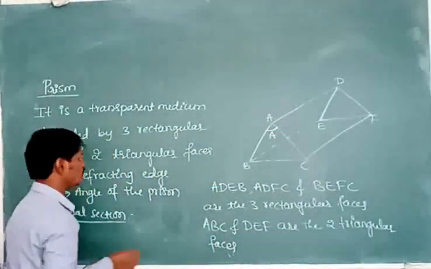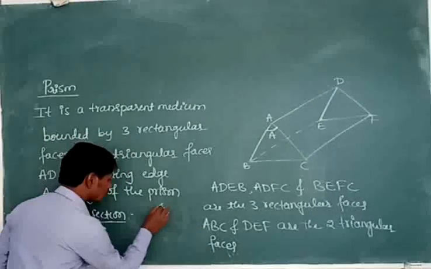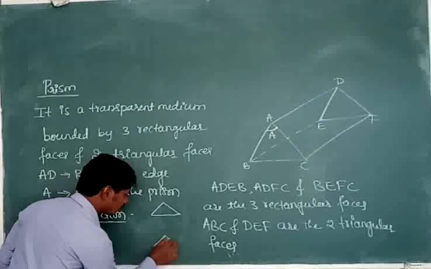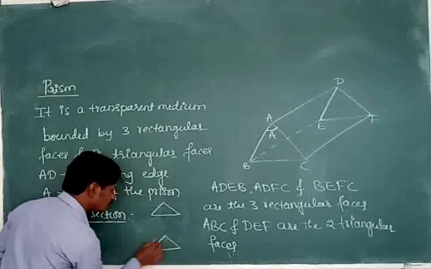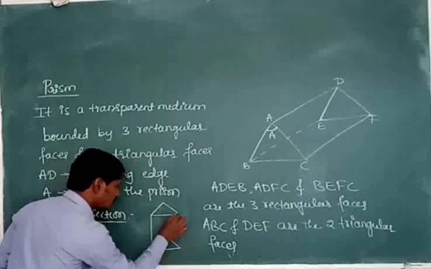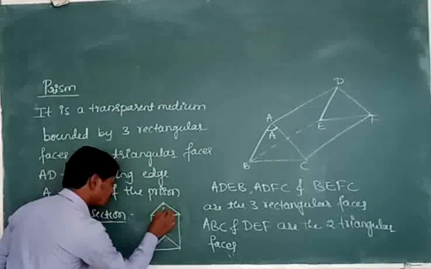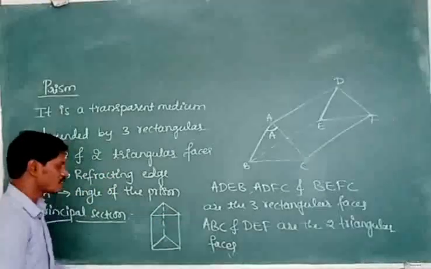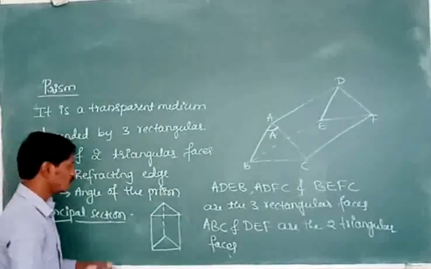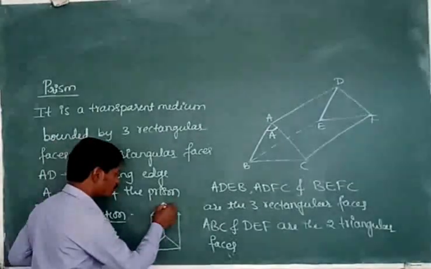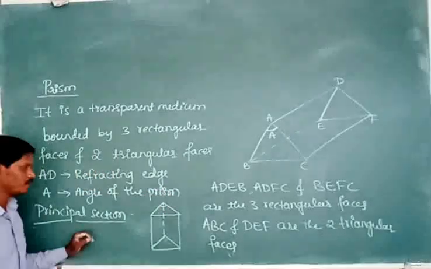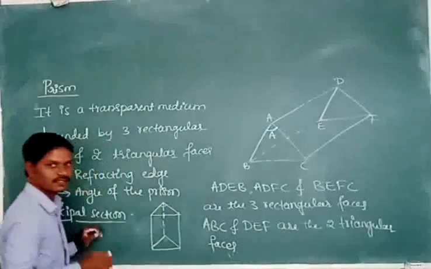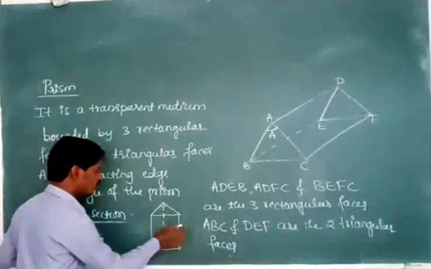Let us draw the diagram for this one. There are two triangular faces and three rectangular faces: 1, 2 and 3 rectangular faces and 2 triangular faces. The angle between two refracting surfaces is called the angle of the prism. And this is the common line for the two refracting surfaces. Here the light is incident and here the light emerges out.